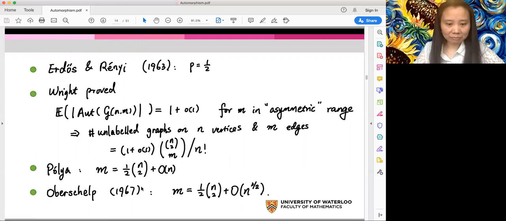Another result that did appear is by Oberschelp in 1967, with slightly relaxed m. Again, p is around a half, so about half of the edges of the complete graph. He showed the same result over here, but for a much narrower range of m. And then comes Wright's proof.